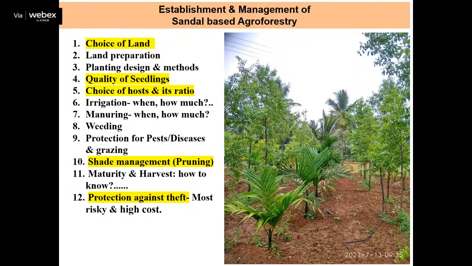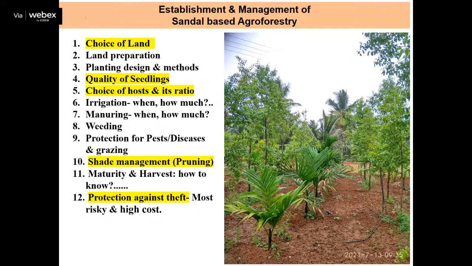Okay, now that establishment. While doing the cultivation or establishment of a sandal plantation, there are several factors we have to keep in mind. The first one is choice of land. Another important factor is quality planting material, and the third is host plant. What is the type of host? What is the ratio of the host? Whether you are using perennial or woody plants, or a horticulture crop or agriculture crop, all these factors we have to consider.